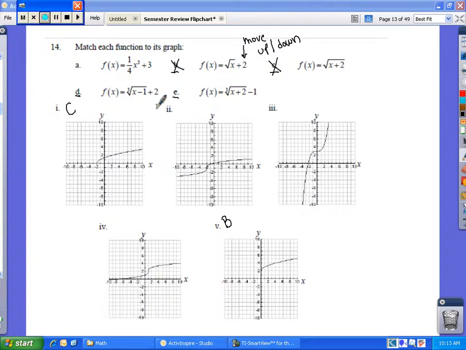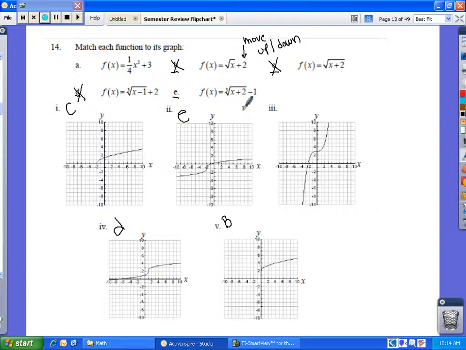Alright, so for equation D, this one has been moved 2 units up and 1 unit to the right. And this graph has been moved 1 unit down and 2 units to the left. So if this one was moved up and this one was moved down, which of those graphs is higher on the y-axis? And you can tell that graph 4 is higher, so therefore equation D goes with graph 4, which must mean that equation E goes with graph 2.